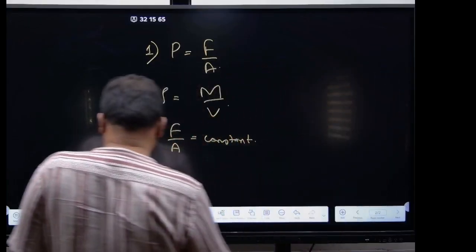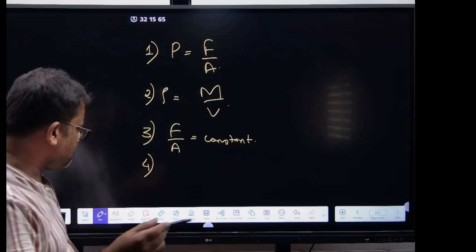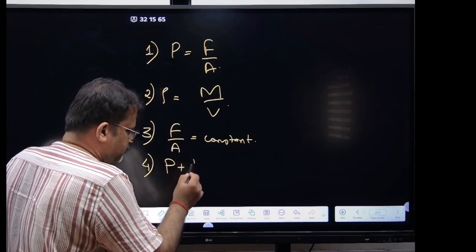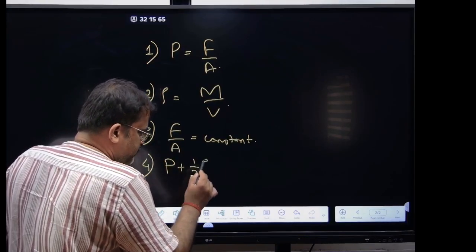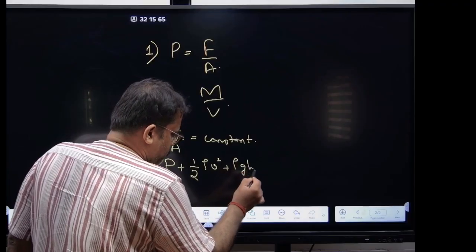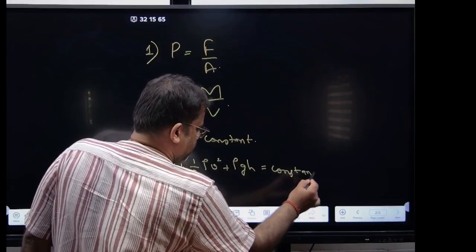So that is why I discussed it, children. Next is Bernoulli's theorem, which says that pressure energy plus kinetic energy per unit volume plus potential energy per unit volume is equal to constant.